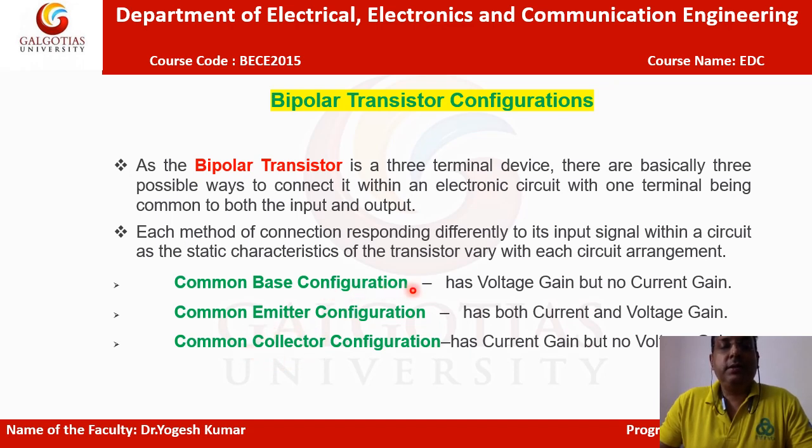Each has some properties. The common base configuration has voltage gain but no current gain. The common emitter configuration has both current and voltage gain. The common collector configuration has current gain but no voltage gain. So we generally use the common emitter configuration because it has both current and voltage gain, and for amplification both gains are required.